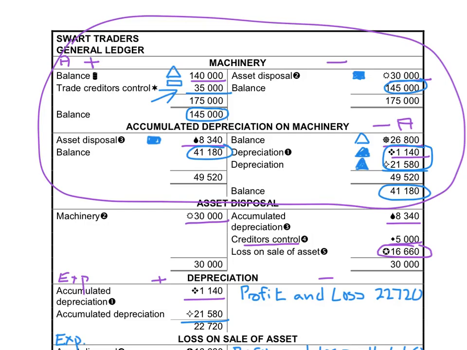The closing balance for machinery is 145,000. The closing balance for accumulated depreciation is 41,180. If you look at these two accounts, you will see that I've put a sign next to each figure. So it means that I've used every single figure in these two accounts in the note.